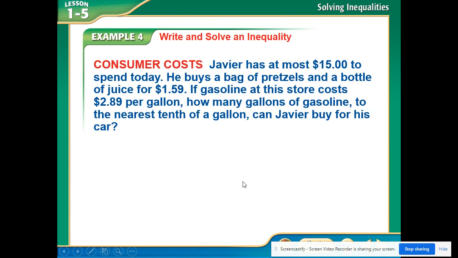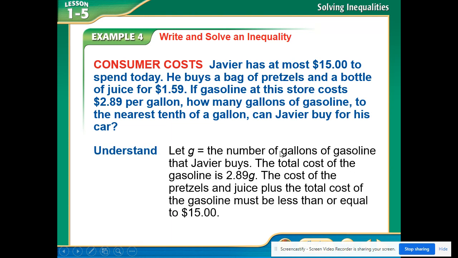We can even use this concept in the real world. So here's a typical type of problem that we could worry about. Javier has at most $15 to spend today. He wants a bag of pretzels and a bottle of juice for $1.59. If the gasoline at the store costs $2.89 per gallon, how many gallons of gasoline can he buy? So we need to set up some sort of equation so we can figure out how many gallons he can buy so he doesn't go over, because that's all he's got. He's got 15 bucks.